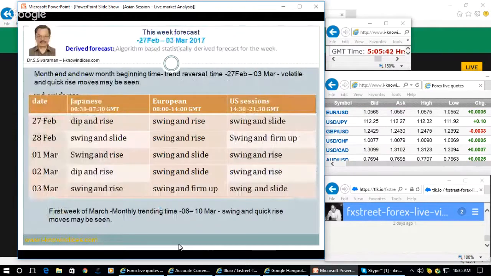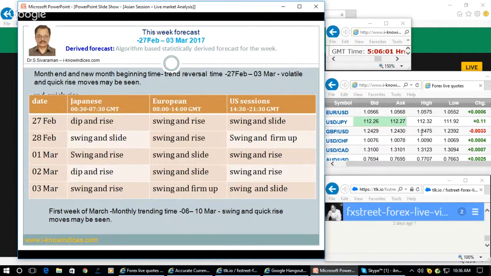Now, this is the forecast page, the expected market moves for this particular week. It is the month end and new month beginning time, the monthly trend reversal time. So they are expected to make whipsaw moves or volatile moves.